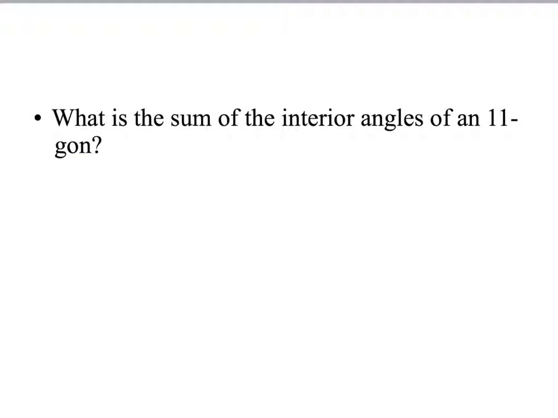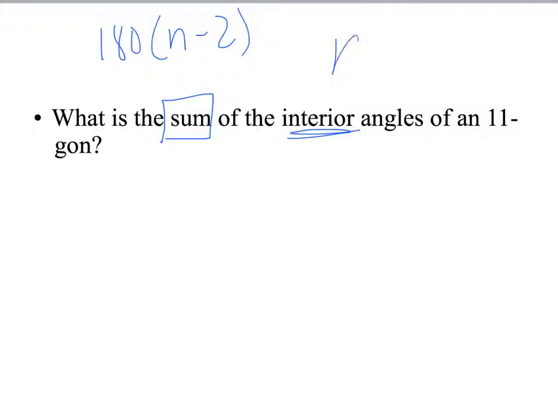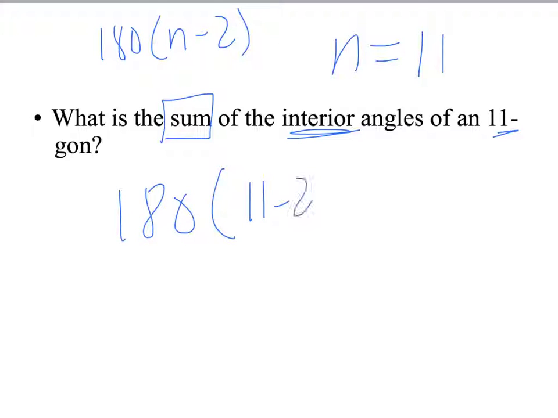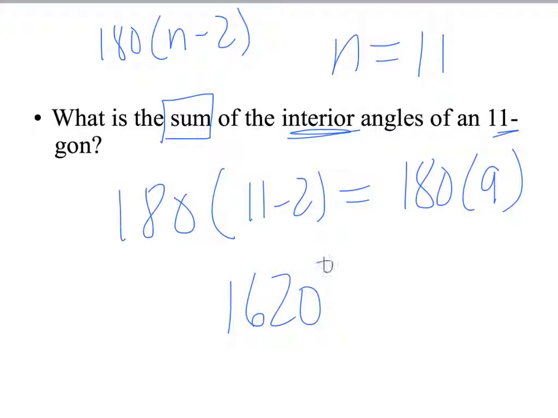What is the sum of the interior angles of an 11-gon? So again, we have sum of interior. So it's 180 times n minus 2. N is 11 because we have an 11-gon. So 180 times 11 minus 2. 11 minus 2 is 9. So 180 times 9 is 1620 degrees.